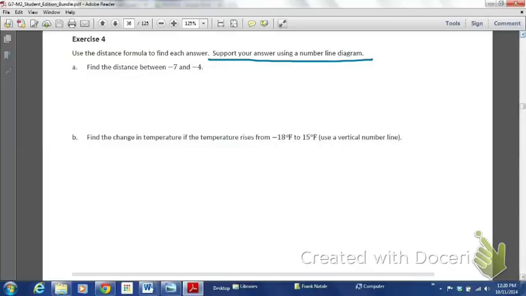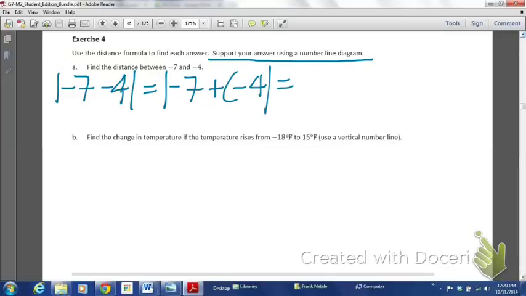So I'm going to apply my formula first. So I'm going to go ahead and find the absolute value of negative 7 minus 4, okay, or that also equals, just to keep reiterating here, a negative 7 plus a negative 4, which equals, of course, absolute value of negative 11, which is going to equal, hold on a second, what am I doing here?